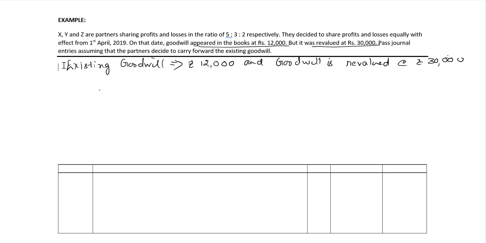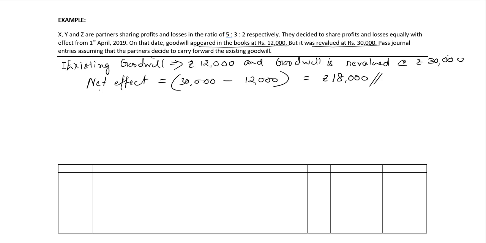Now since the journal entries have to be passed assuming that the partners decide to carry forward the existing goodwill, we need to pass journal entry for the net effect. So let's get the net effect. The net effect is 30,000 rupees minus 12,000 rupees, which is equal to rupees 18,000. So the journal entry needs to be passed only for this amount of rupees 18,000.